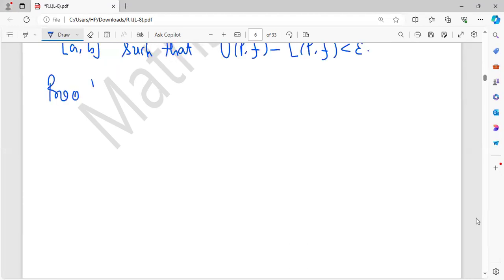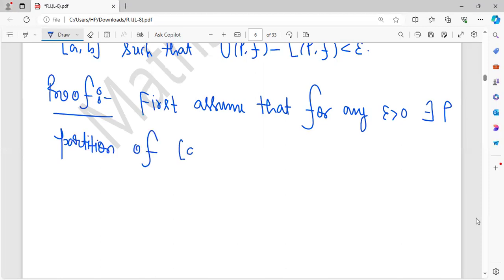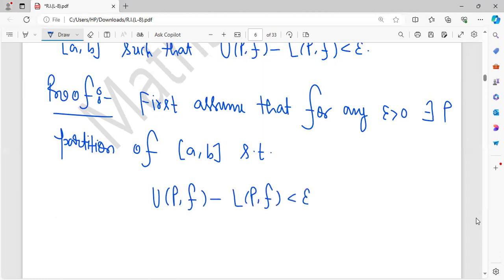Proof. First, assume that for any epsilon greater than 0, there exists a partition P of the closed interval [a, b] such that UPF minus LPF is less than epsilon.